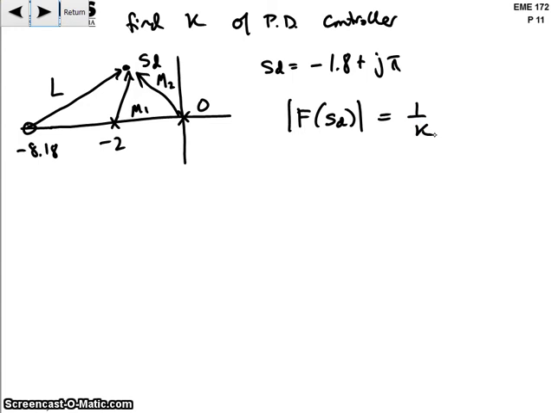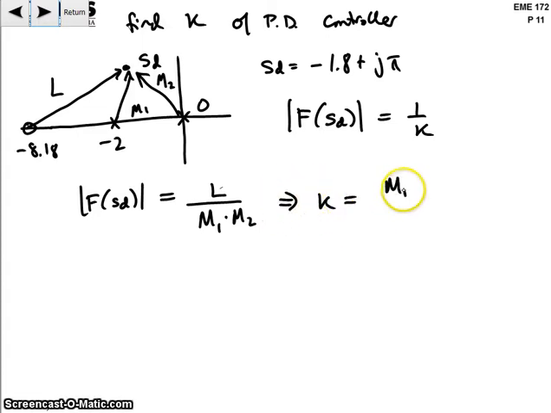And, well, F evaluated at SD, the magnitude here, is found by the magnitude of this vector, from the numerator. And on the bottom, I have M1 times M2. In other words, I could write that K is going to be equal to M1 times M2 over L. So I have to calculate the lengths of all those vectors.